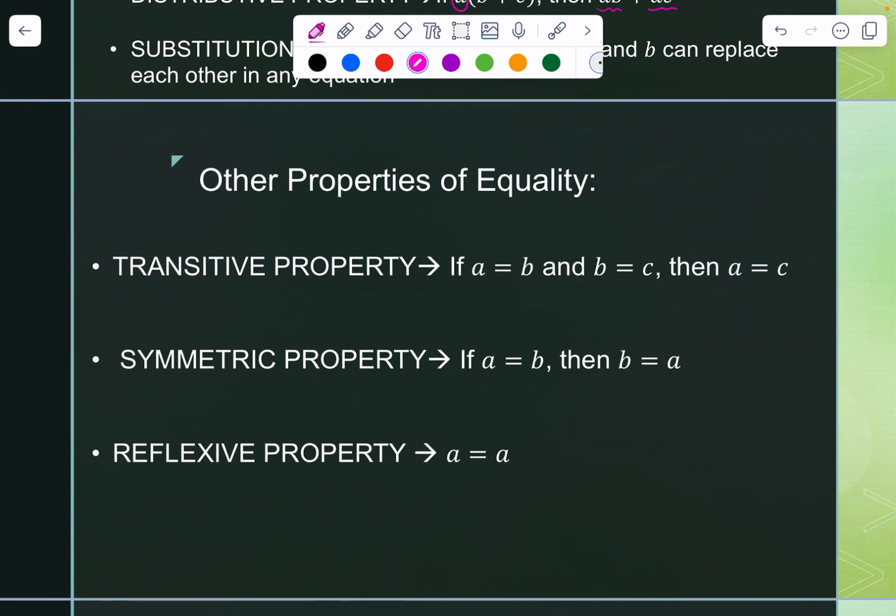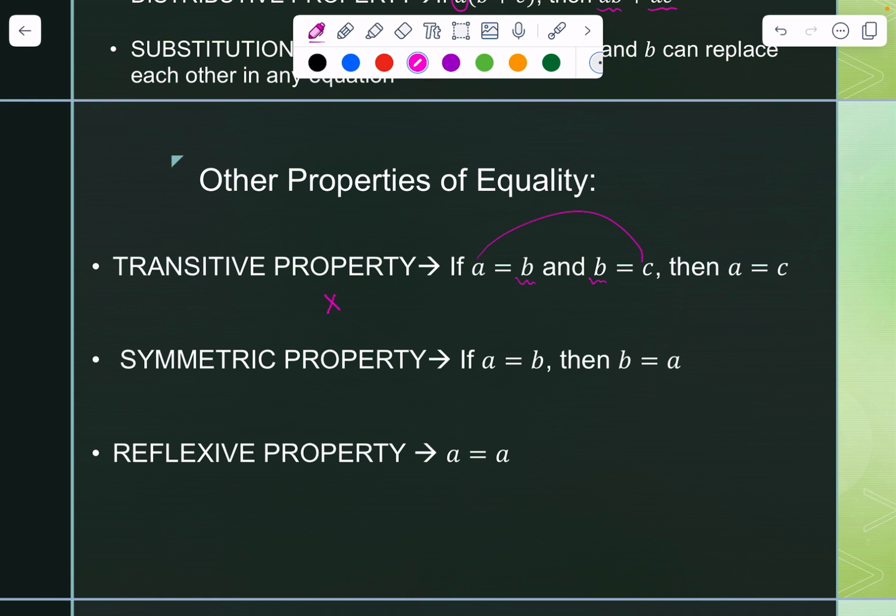We have the transitive property. Now, just like we talked about yesterday, the transitive property looks very similar to the law of syllogism, kind of in that way. If A equals B and B equals C, then you have A and C that are equal. So in other words, if something is equal to something else and that something else is equal to a third thing, then the first thing also has to equal that.